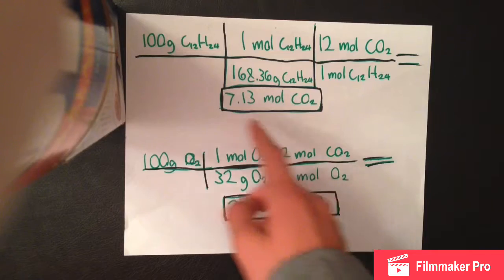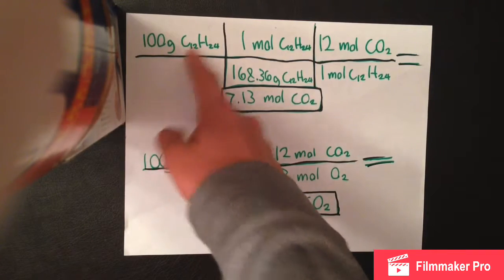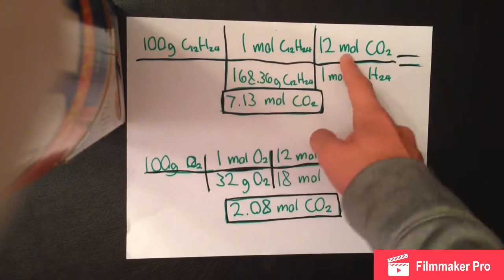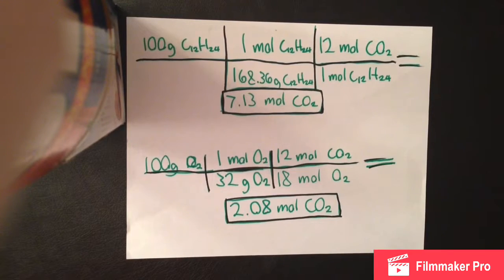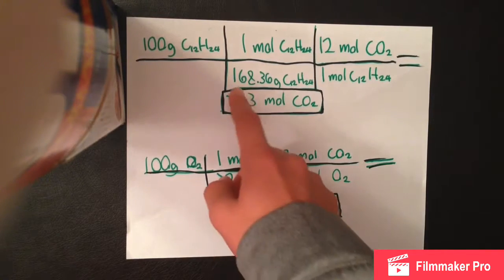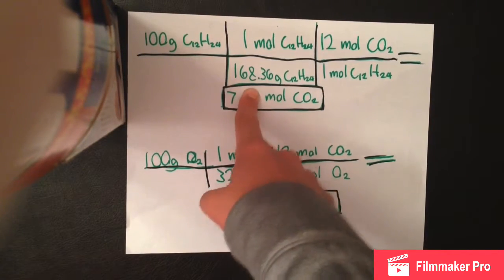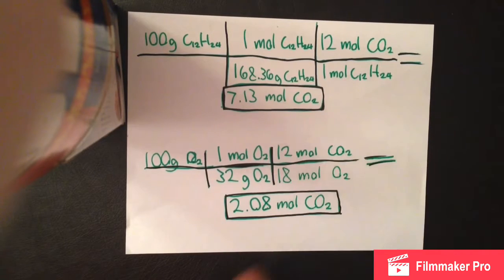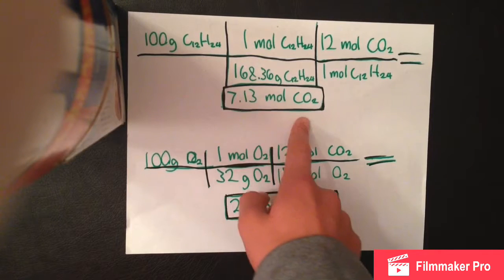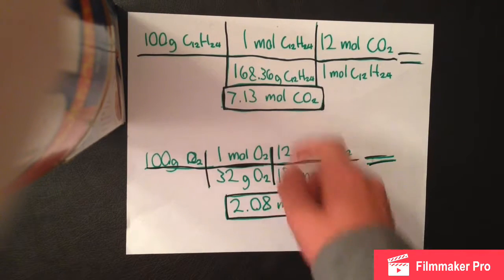And then you multiply 100 times 1 times 12 and divide all of that over 168.36 and 1. You then get 7.13 moles of carbon dioxide.